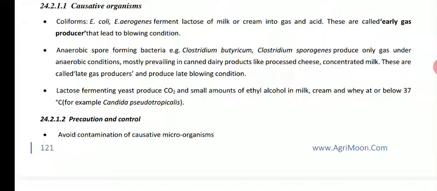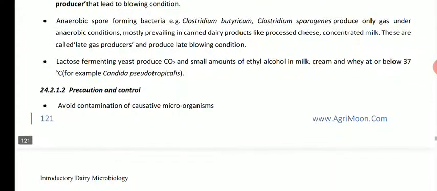So lactose fermenting yeast produces CO2 and a small amount of ethyl alcohol in milk, cream and whey at or below 37 degrees Celsius, for example Candida pseudotropicalis. So again, besides bacteria, there are some yeast species that also produce this gas as well as ethanol, and they cause spoilage of this particular milk and milk product.